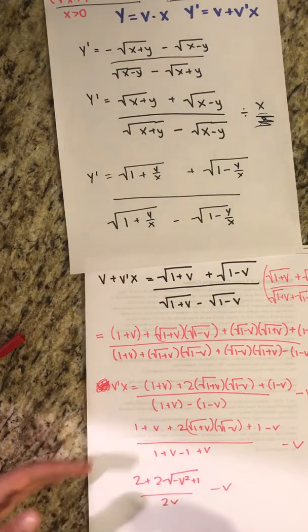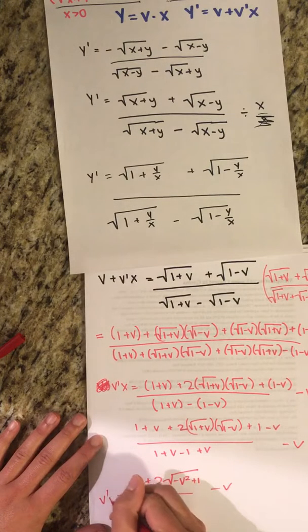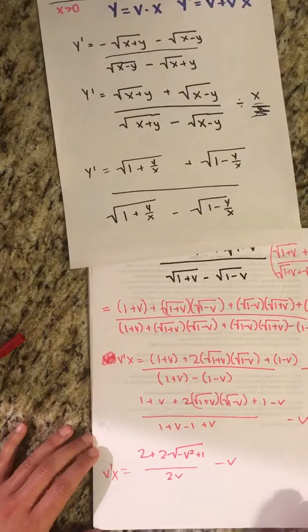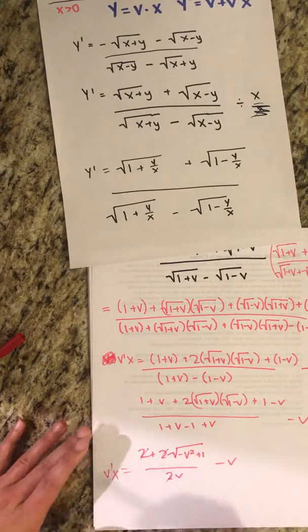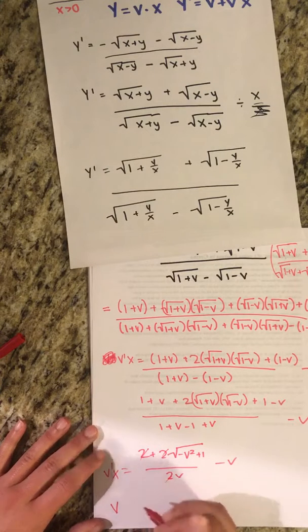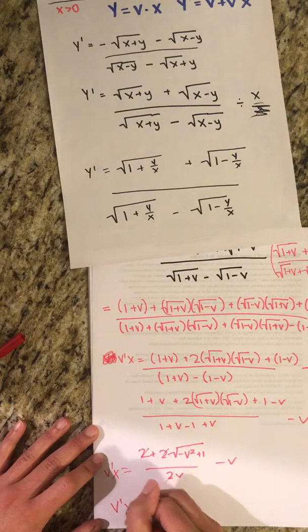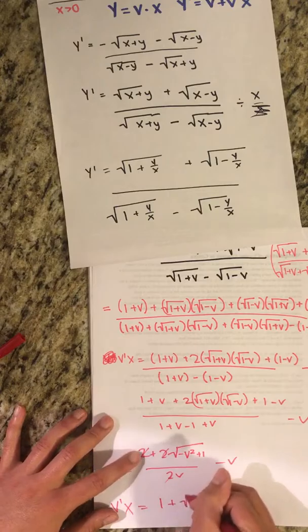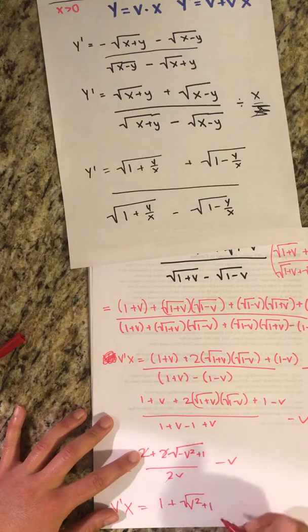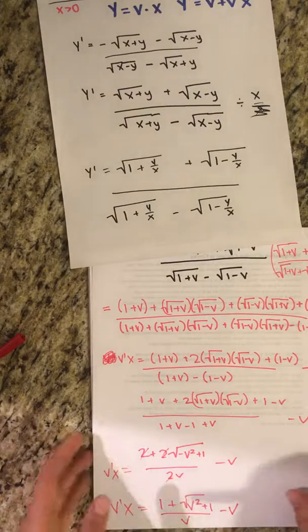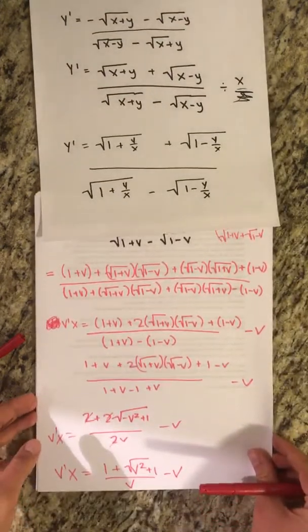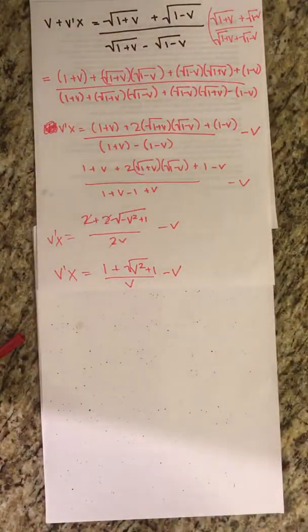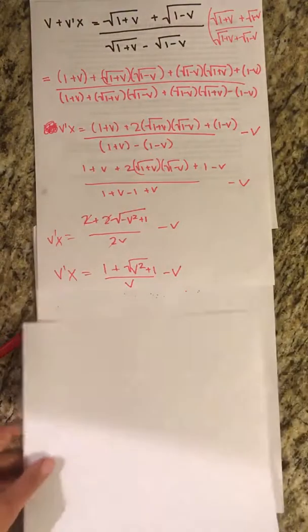Yeah, 2v. And then, which equals that. And then what I want to do is cancel out the 2's because they all cancel. So then I have v prime of x is 1 plus square root v squared plus 1 all over v minus 1. So from here, right there.